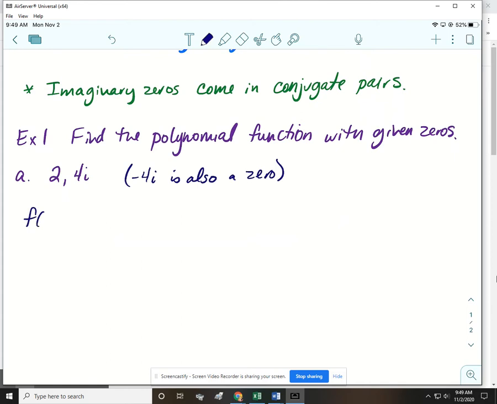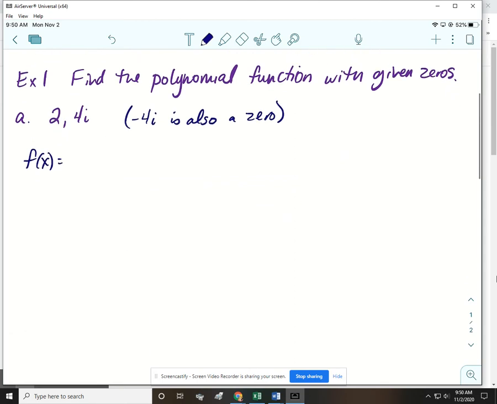All right, so we're going to call our function something. I'm going to call my function f of x. You can call it y or whatever you want to call it. And then we are going to write the factors that would give us those zeros. Now it is helpful, it's not necessary, but extremely helpful that you multiply the conjugates first.